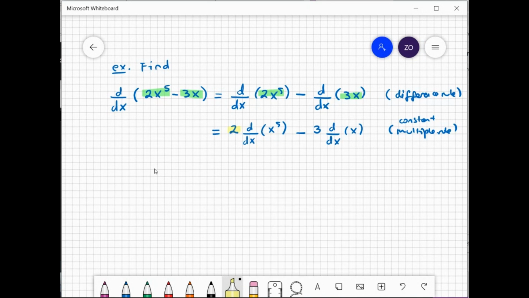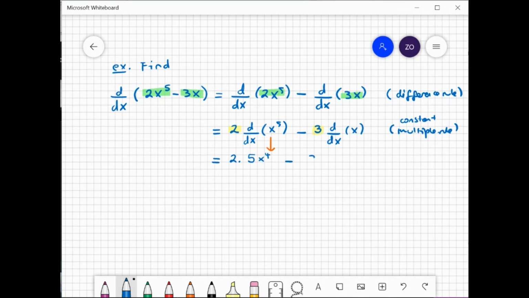So we took out the 2 and 3, these coefficients, outside the derivative using the constant multiple rule. Now, what is the derivative of x to the 5th? So we can apply the power rule to find its derivative as 5 times x to the 4th. Minus, we will take this 3 and multiply with the derivative of x.